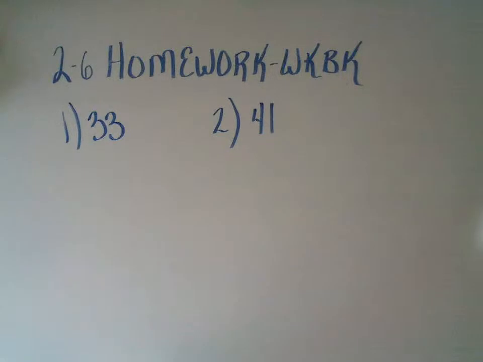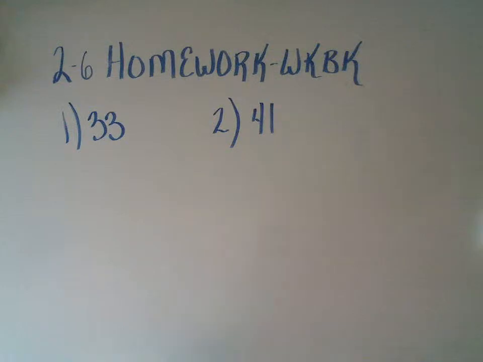This is the workbook homework helper for Chapter 2, Section 6, entitled Prime Factorization. So up top in 1 through 8, what they're asking you to do is to tell whether the number is prime or composite. Remember, what prime means is that the only numbers that make the given number, in terms of positive integers, are 1 and itself. If there's another set of numbers that I can multiply together to make that number, it's composite.